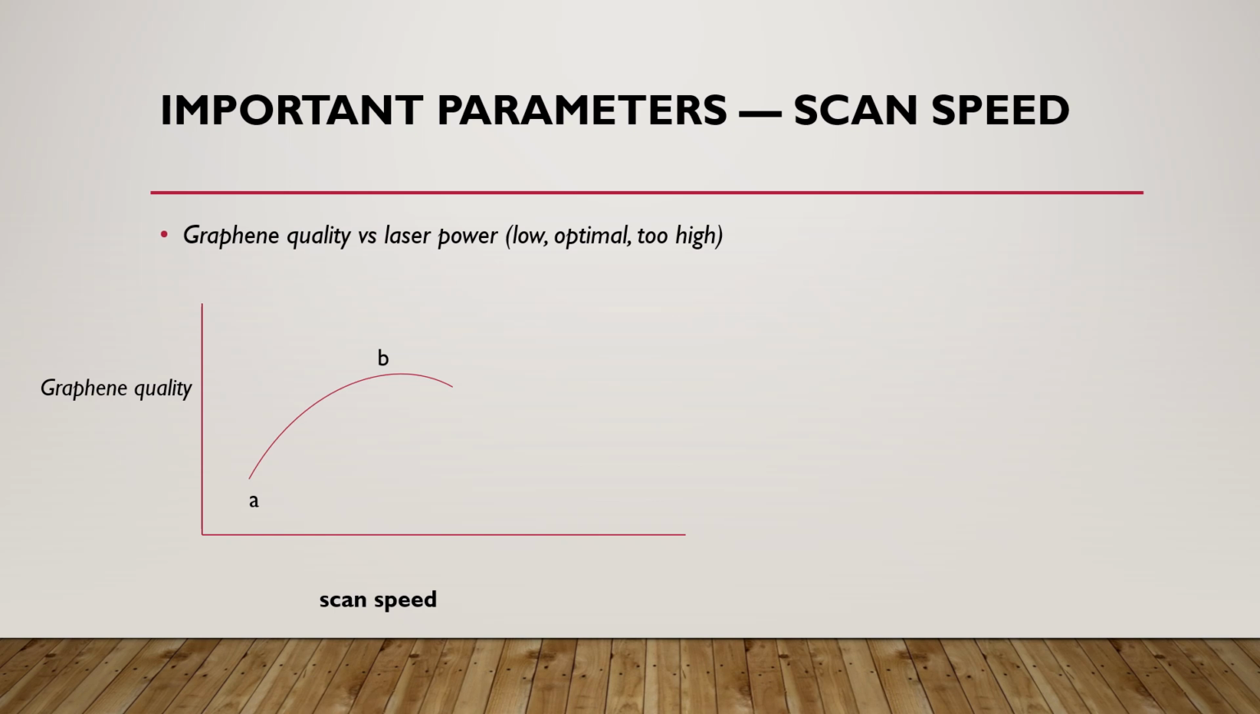But when the laser moves too fast across the surface, there is not enough time to reach carbonization temperature, so we get weak, incomplete graphene. Typical optimal speeds are like 50 to 200 millimeters per second. So this is also an important parameter which needs to be considered for graphene formation by laser.